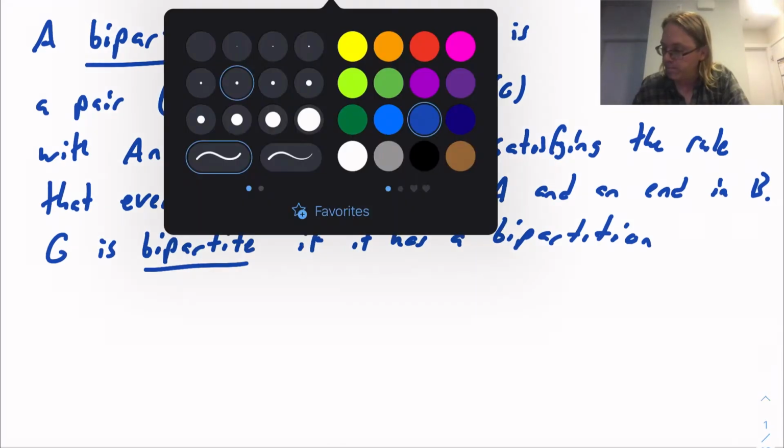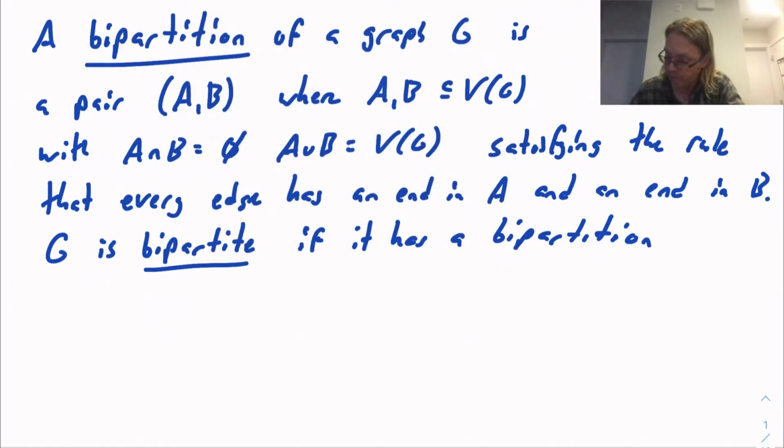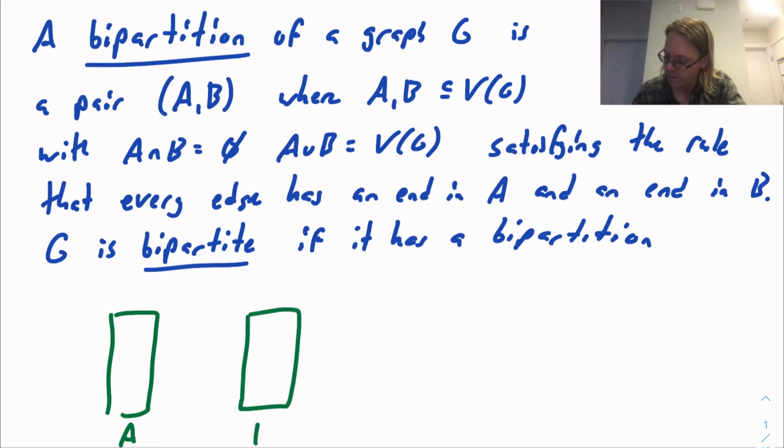So let me just draw a bipartite graph. If I wanted to make a bipartite graph, I'm going to have two sets, A and B of vertices. You don't have to put boxes around them, but you're welcome to do so if you like. Some vertices will be in A, some vertices will be in B. But the rule now is that every edge has to have one end in A and one end in B. So every edge is going between the two sets A and B. You're forbidden from having an edge with both ends in A or both ends in B.